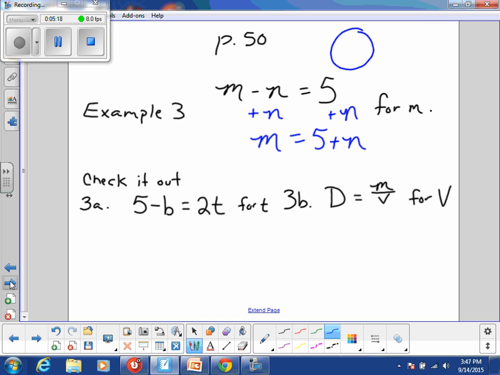Okay, now let's do the check it out problems. I'll draw a line here so you can see there are two different ones. 3a says 5 minus b equals 2t, and we're solving for t. Now once again, make your eyes look for the variable. Wherever you see the variable, take note of it. Well, there's the t that we want to solve for.